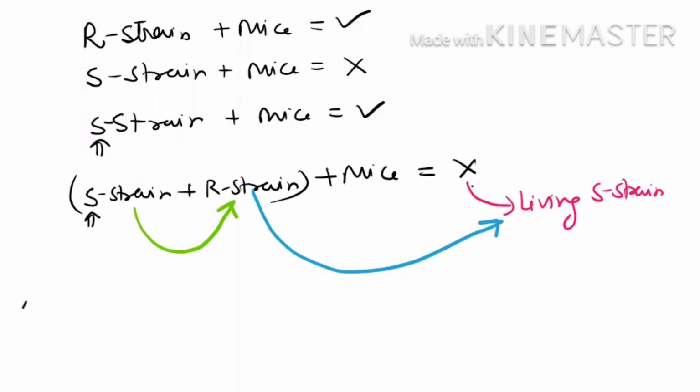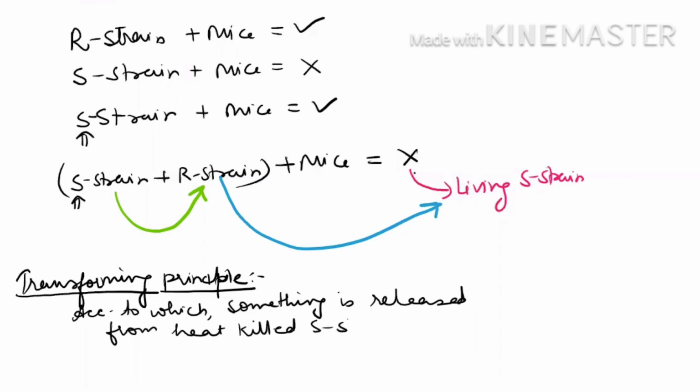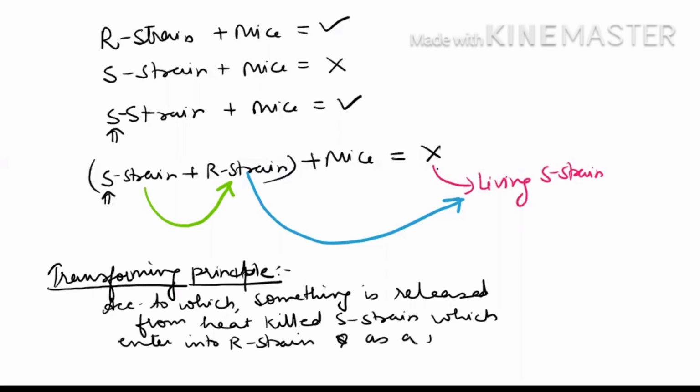So he gave the transforming principle, according to which something is released from heat-killed S which enters into the R strain, and the R strain is changed into the S strain.